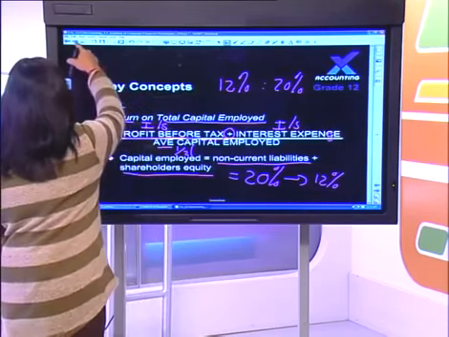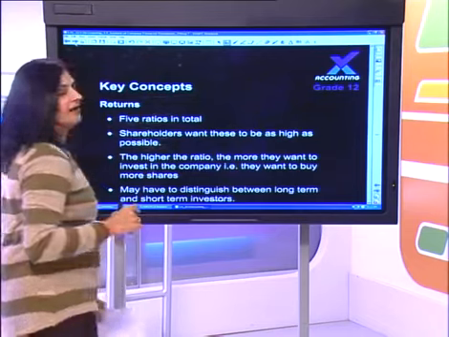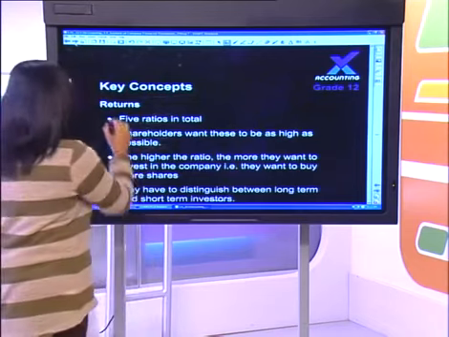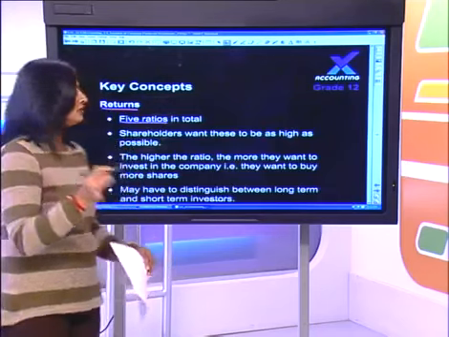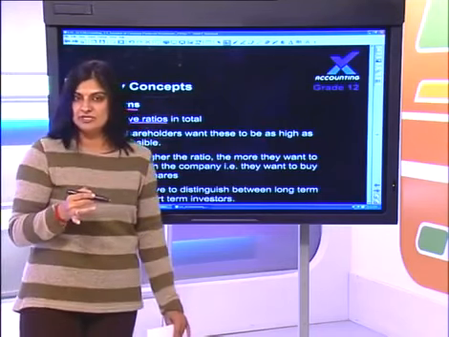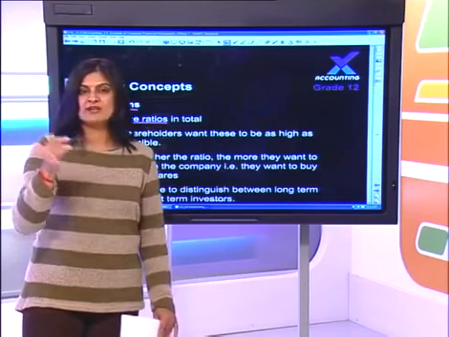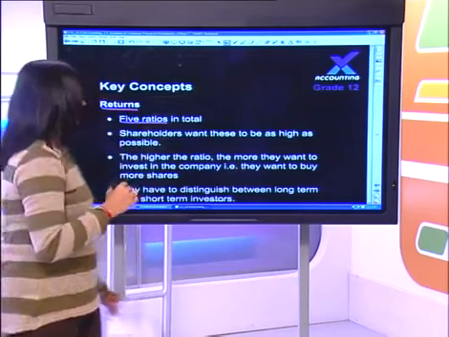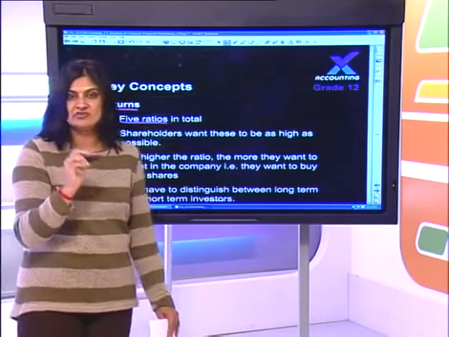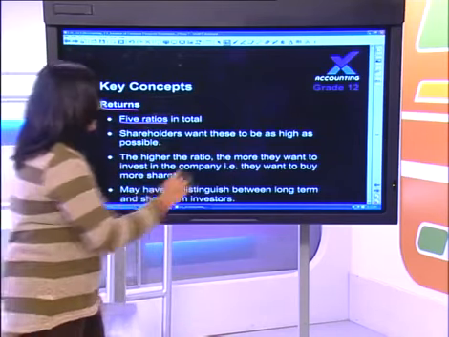Okay, right, let's look at the next category, guys. Very, very important, the category of returns. Here we're looking at 5 ratios in total. Shareholders, remember, when we talk about returns, returns affect your shareholders. Shareholders are your investors in the company. It also impacts your potential shareholders, people who want to invest in your company. So they are very interested in these 5 ratios.